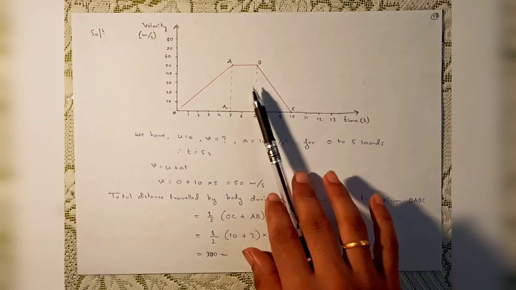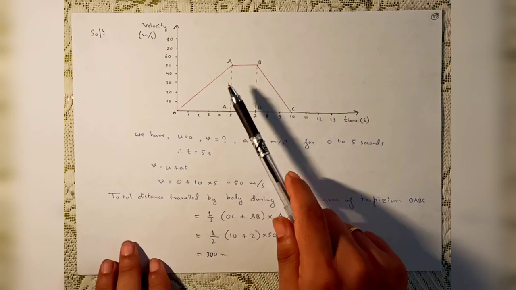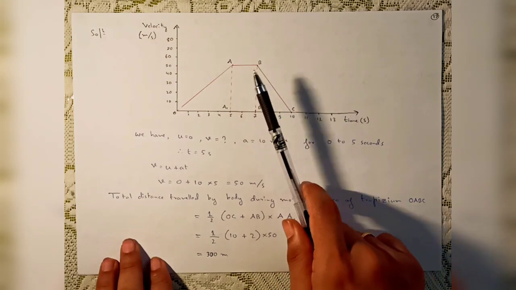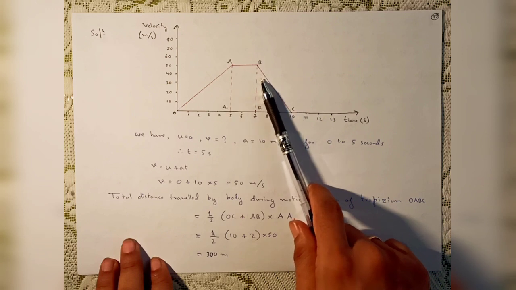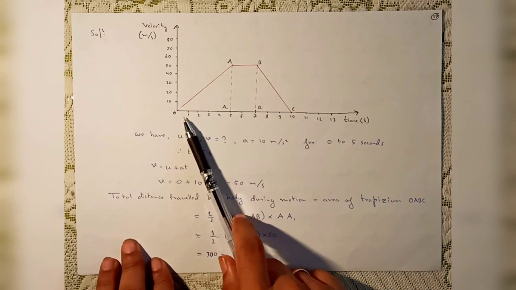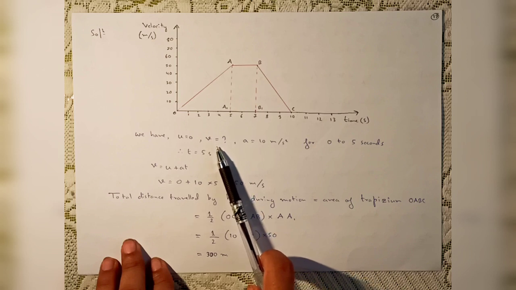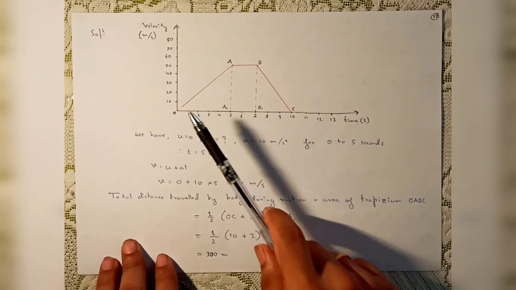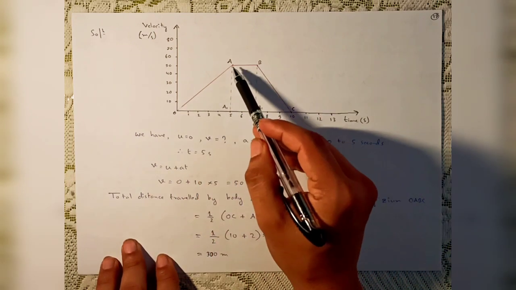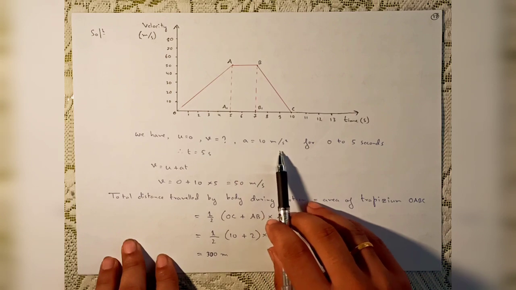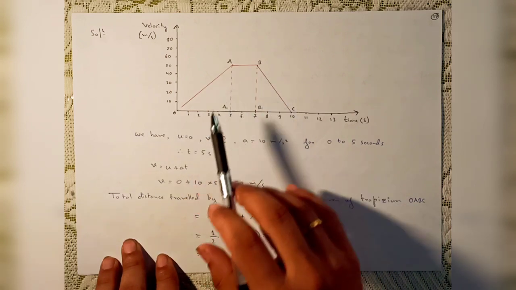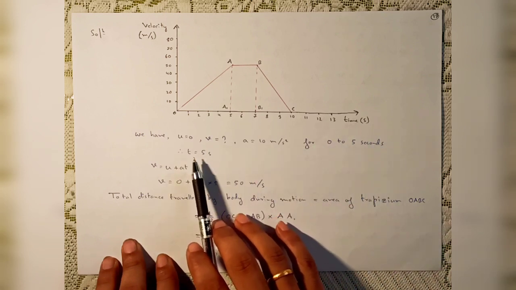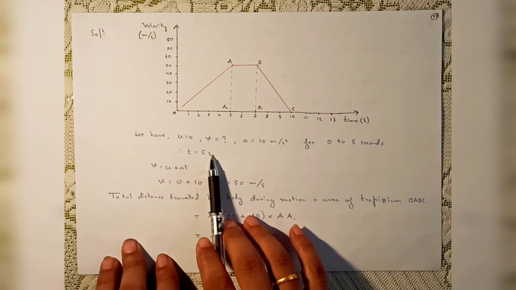As I told you, the area under this graph is going to give us the distance covered by the body. Here, the initial velocity is 0. The final velocity is what we have to find out. Acceleration is 10 meters per second square for the motion from 0 to A, that is, from 0 to 5 seconds, as given in the question. Therefore the time will be 5 seconds.